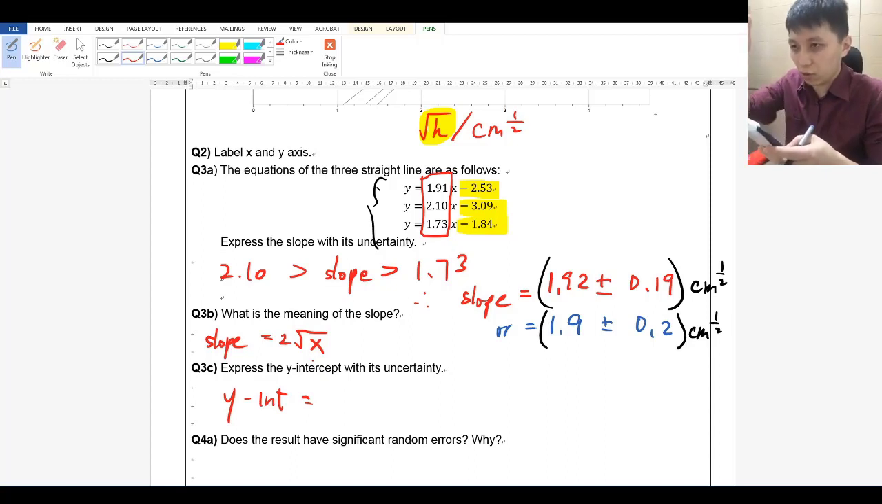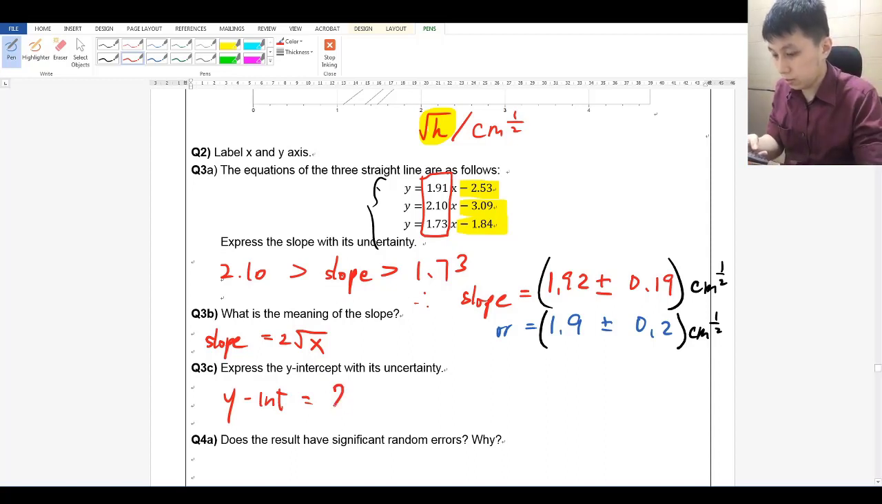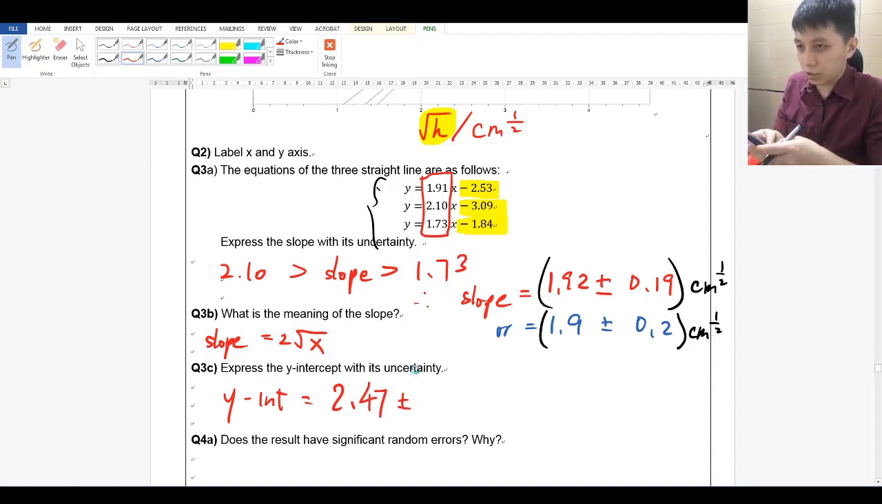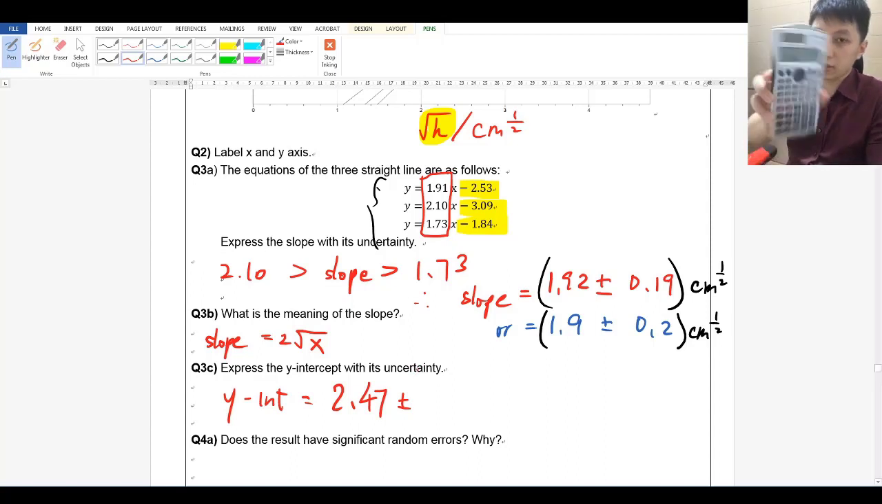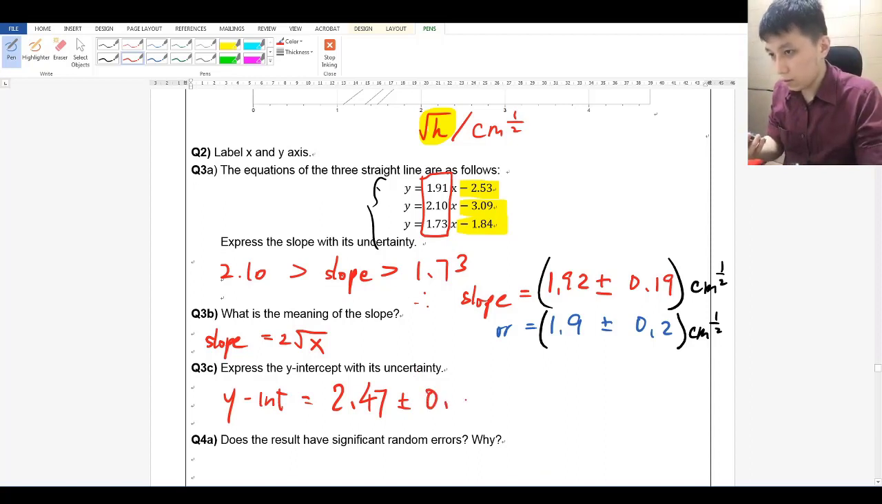It doesn't really matter because all of these are negative anyway. So plus 1.84 divided by 2, so you get 2.46, but I guess you should get only up to 2 dp, so 2.47. Same for the uncertainty, which is the max minus the mean. So 3.09 minus 1.84 divided by 2, you should get something like 0.625, and then you round up to 0.63.